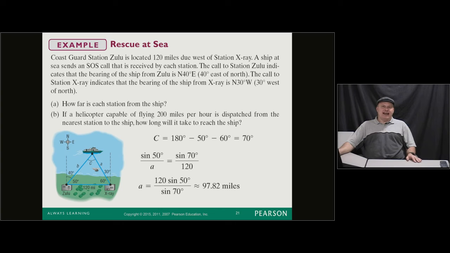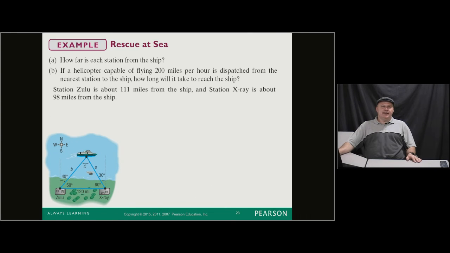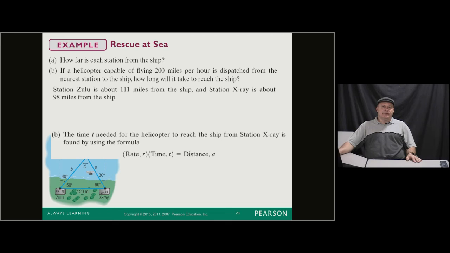Now what was the other one? The other one was 97.82 miles. This one is 110 miles. So that was a little farther away. So Station Zulu is about 111 miles from the ship, and Station X-Ray is about 98 miles from the ship. So X-Ray is a little closer.